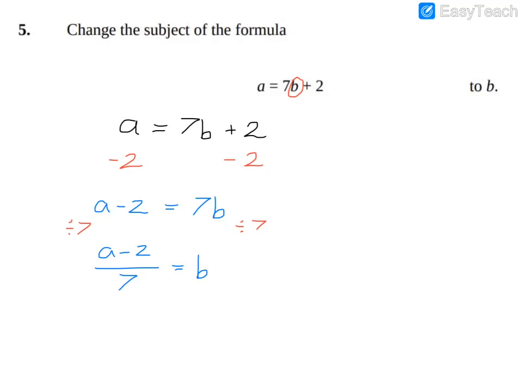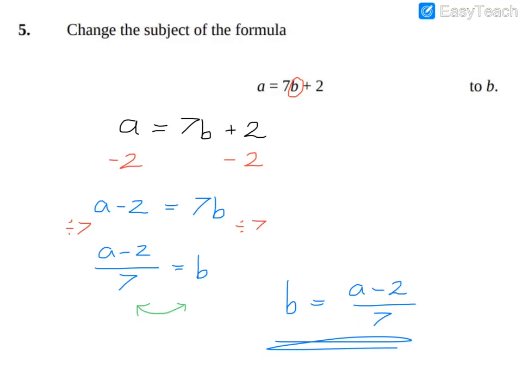I'm going to do that same final step that I did on the previous question. I'm going to swap these over. So we've got b on the left-hand side is equal to a minus 2 over 7 on the right-hand side. And there's my answer. I've made b the subject. It's equal to a minus 2 divided by 7.